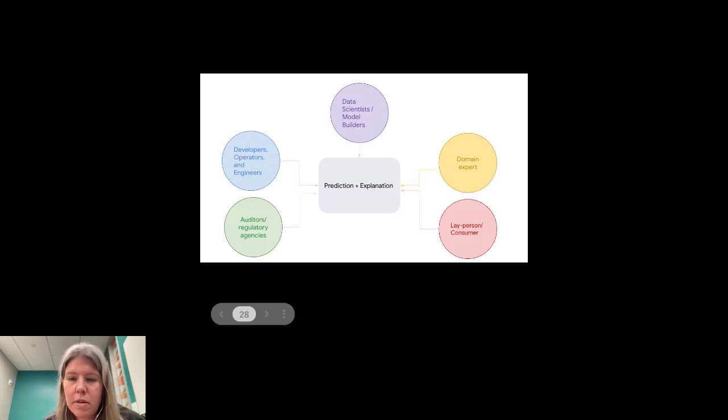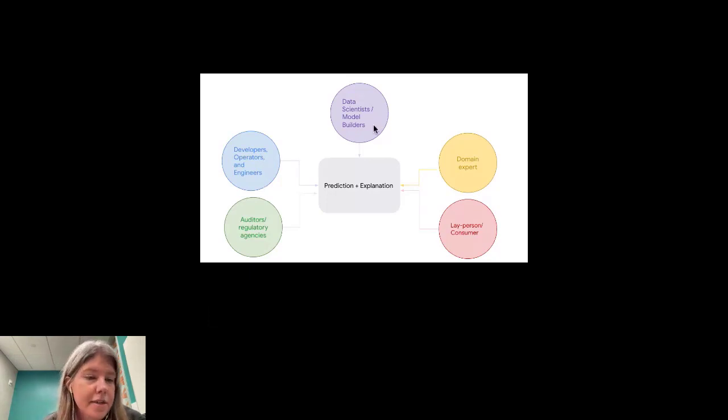So when you consider that scenario, there's a lot of different people who are going to be interacting with that prediction and any explanations we provide. So in that domain, there's going to be auditors and regulators in that sort of healthcare industry. There's going to be the developers, operators, and engineers for the overall application who are going to be on deck to do troubleshooting and everything else with the development of it.